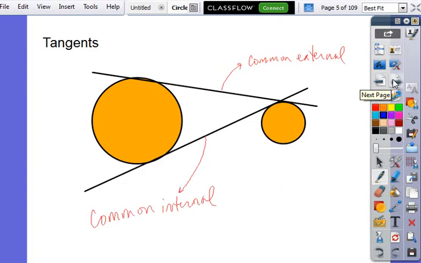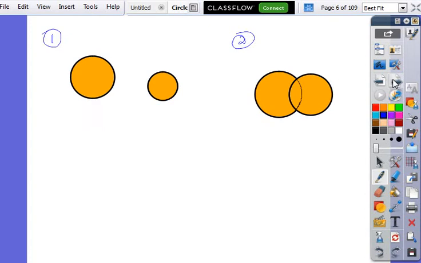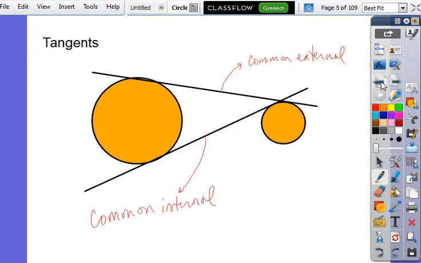On the tangents, there's different types. We have a couple different types. Common external. Why do you think it's called external? This one right here hits both of them on the outside. It's outside the 2 circles. Whereas this one right here goes in between the 2 circles. So that's why it's called a common internal. So you have common internal and common external tangents.